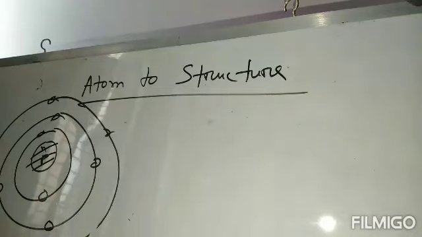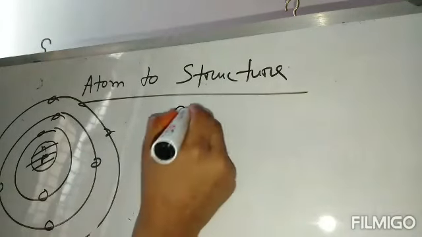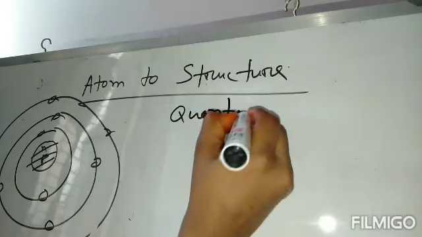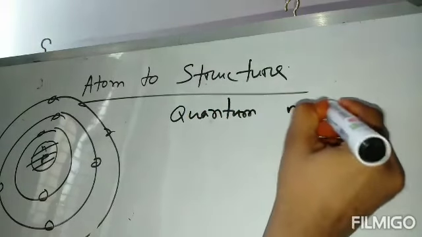So on the basis of some atomic structure properties, we will learn how electrons are distributed in different energy levels, and how many electrons are distributed in each shell, orbit or orbital. So at first we will learn about quantum numbers.